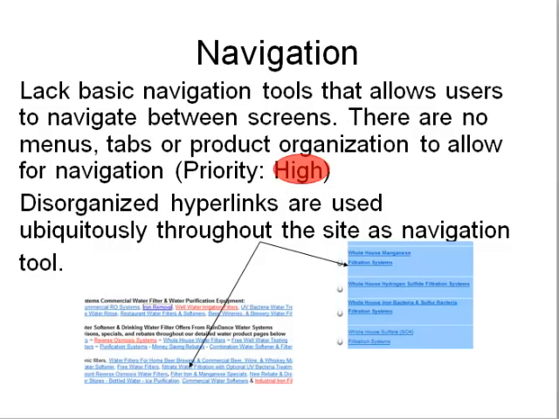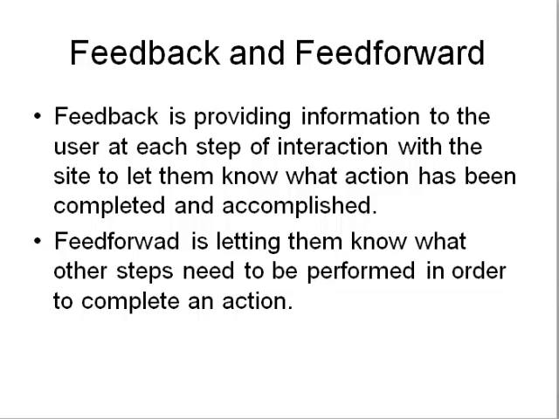Lack of basic navigation tools is another thing that we noticed for Raindance water system. They have used hyperlinks to do this, which is very ineffective, and even the hyperlinks are very hard to read. This is another high priority issue that needs to be addressed.